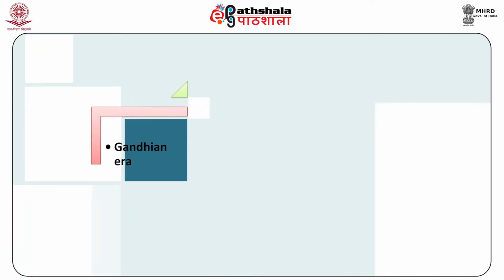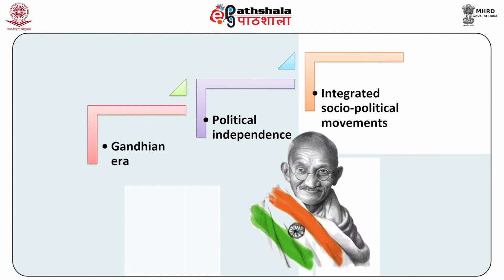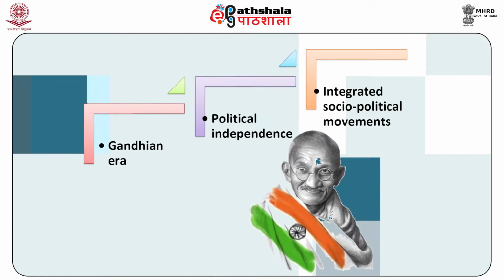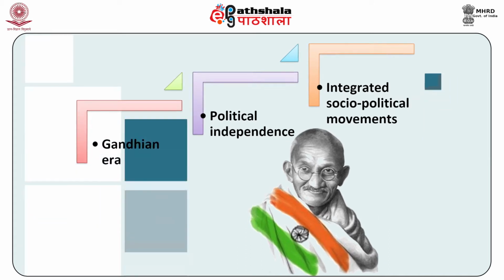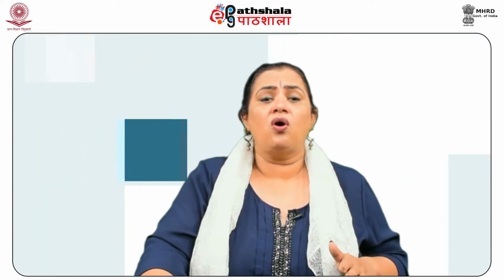In the Gandhian era, social reforms were linked to political independence as part of integrated social political movements. Gandhi creatively synthesized India's cultural and historical traditions with a unique interpretation of the principle of militant non-violent resistance to all forms of institutional evils.